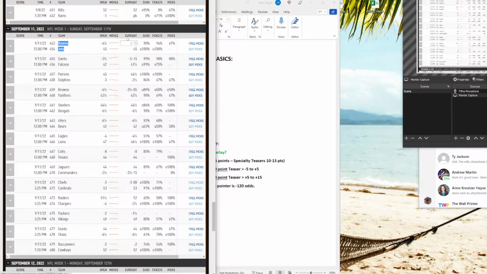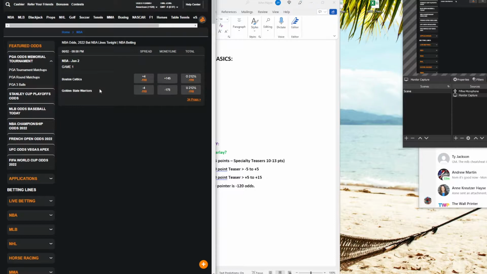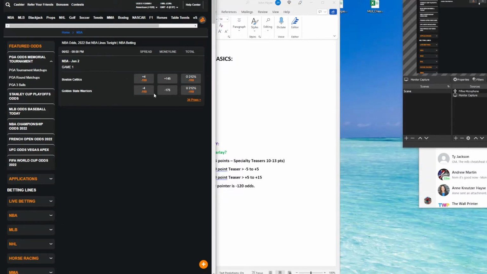So NBA is like that as well. Here, this is the Celtics Game 1 finals tonight. You can see we have the spread, the money line, and the total. This is going to be common on most books. So the spread, Boston Celtics are +4, or you could take Golden State -4. If you don't want to lay the 4 points, you can go over here to the money line of +145 or -175, and we're going to talk about how to calculate these numbers.